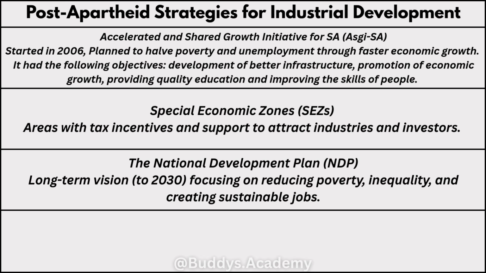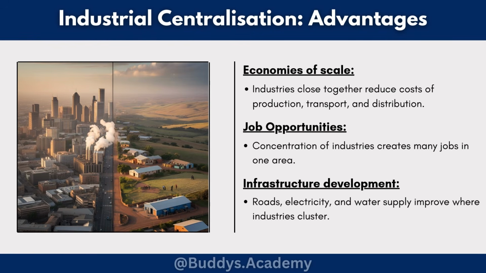We have your special economic zones, so your SEZs. And these are going to be areas with tax incentives and support to attract industries and investors. And the last strategy would be your National Development Plan, so your NDP. And this was basically a long-term vision, right, to about 2030. And that was focusing on reducing poverty, inequality, and creating sustainable jobs. So now we're looking at your industrial centralization and decentralization. So industrial centralization is basically when your many industries are going to be grouped together in one area.